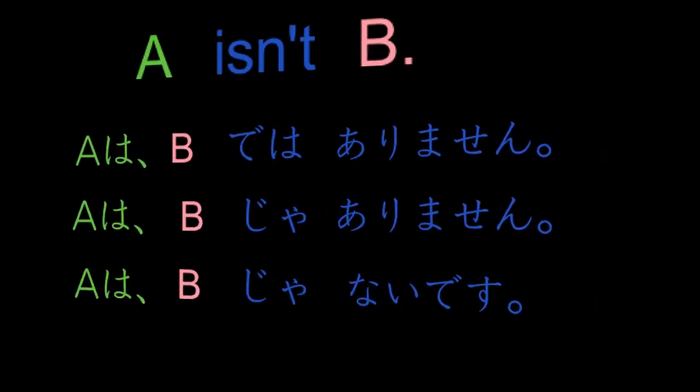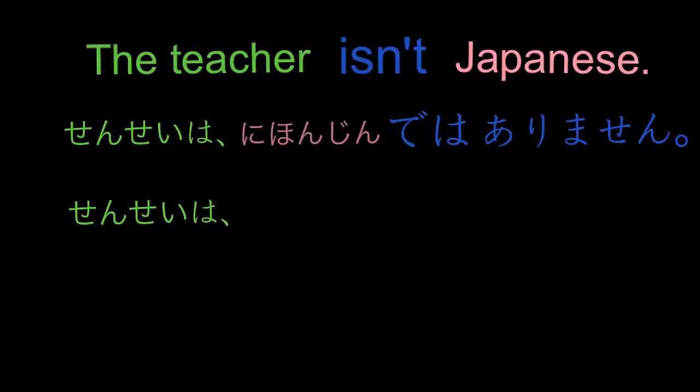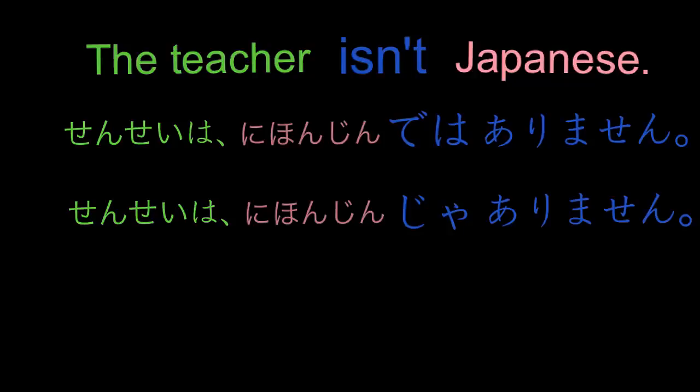Let's see how that works with a real sentence. Okay, we're going to use that same sentence as we had before, but instead of it being the teacher is Japanese, we're going to say the teacher isn't Japanese. So we begin with sensei. It's our topic, so we follow it with topic particle wa. Sensei wa. Next comes the B portion of our sentence, Japanese, and that's Nihonjin. So sensei wa Nihonjin. Now we've got to put the very, very formal of isn't. Dewa arimasen. So a very, very formal way of saying the teacher isn't Japanese. Sensei wa Nihonjin dewa arimasen. Now slightly less formal, sensei wa Nihonjin ja arimasen.